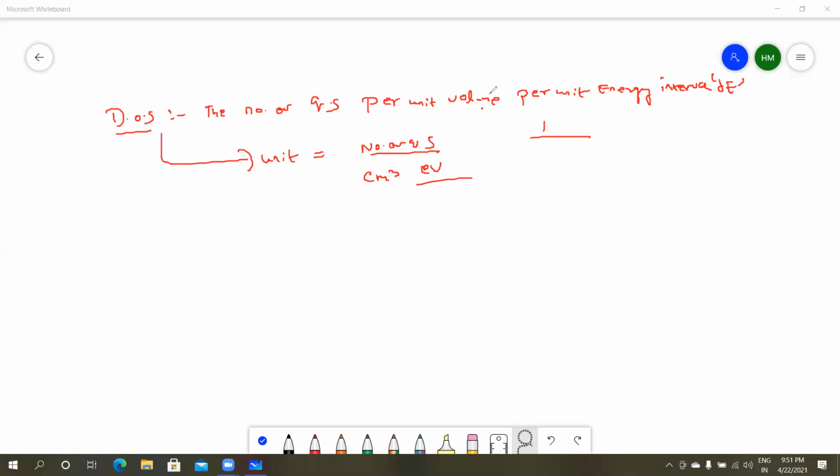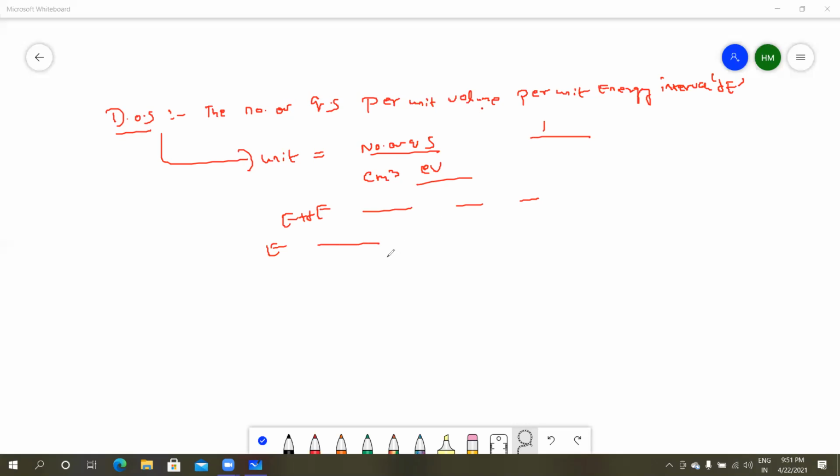That means what? Are you getting my point? It is the number of quantum states that is available per unit volume, like density is divided by volume, and per unit energy interval dE. Per unit energy interval dE means within the energy range E to E plus dE, we are finding the total number of quantum states which are available.